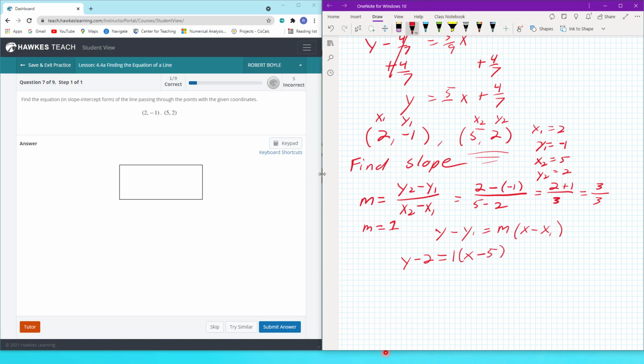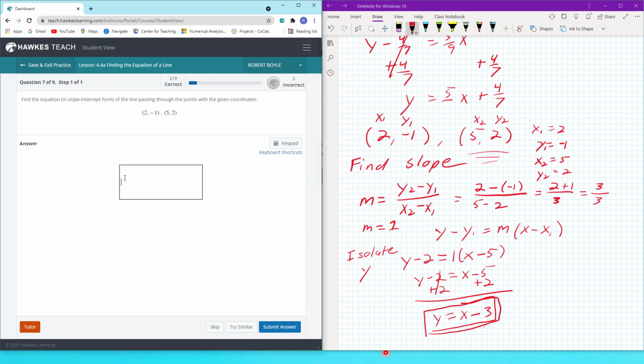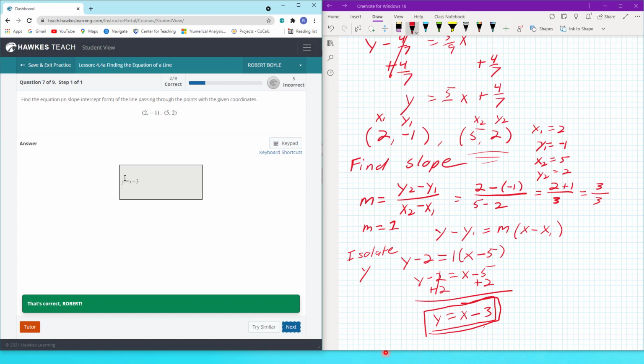Okay, the 1 doesn't really do anything for us, so this is the same as y minus 2 is equal to x minus 5. Now remember, to get it in slope-intercept form, all we need to do is isolate y. And to do that, we need to add 2 to both sides. And when we do, these cancel. We have y is equal to x minus 3. And this is the equation in slope-intercept form. So we can come over here. We can type in y is equal to x minus 3. And there you go. You have it done and correct.